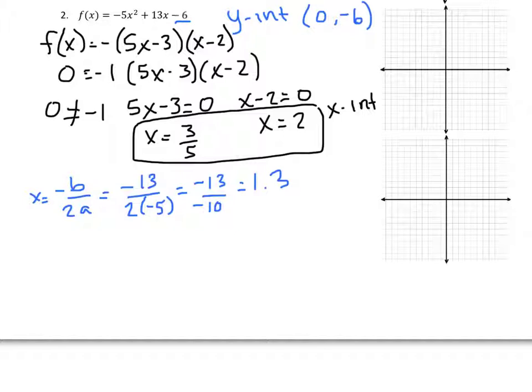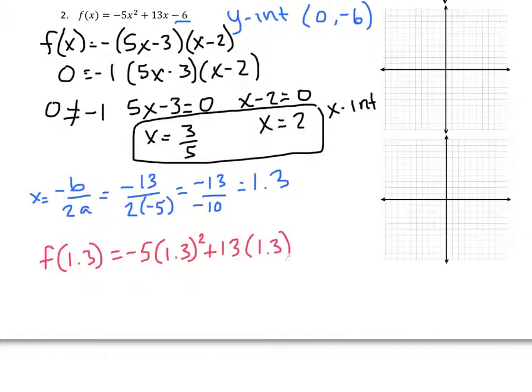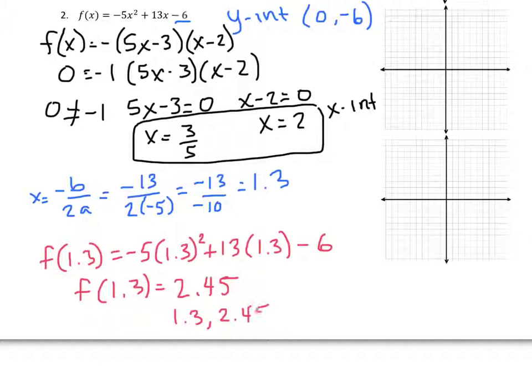To find the y-coordinate, I just need to substitute. So I'm going to do f of 1.3. So negative 5 times 1.3 squared plus 13 times 1.3, not squared, minus 6. And then I use my calculator to evaluate this, and I'll get 2.45. So (1.3, 2.45) is my coordinate for my maximum.